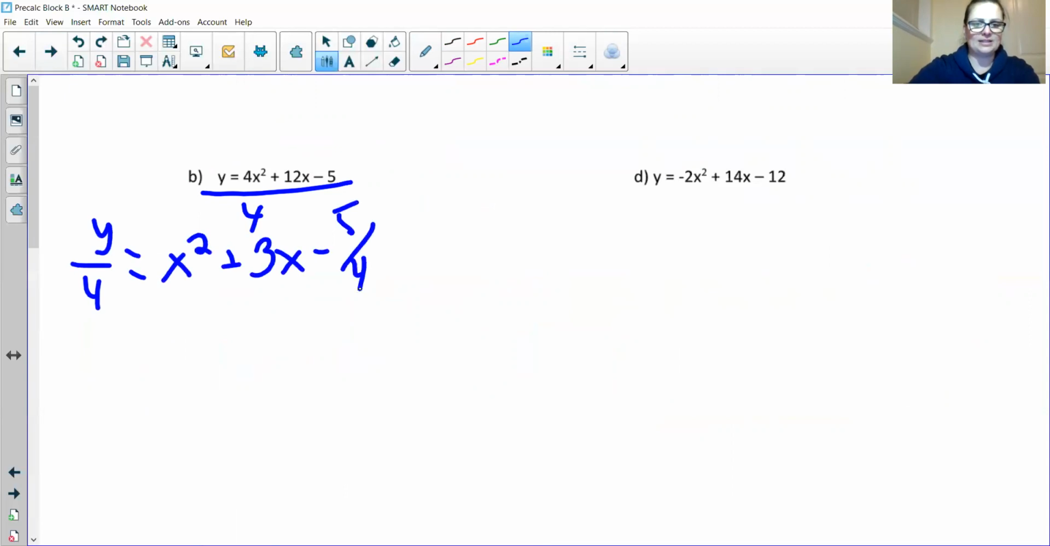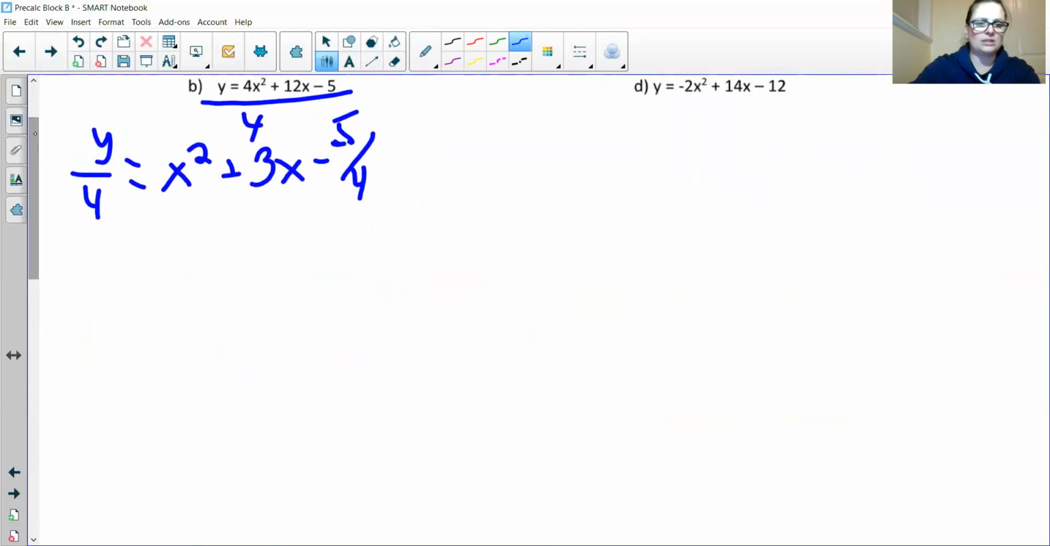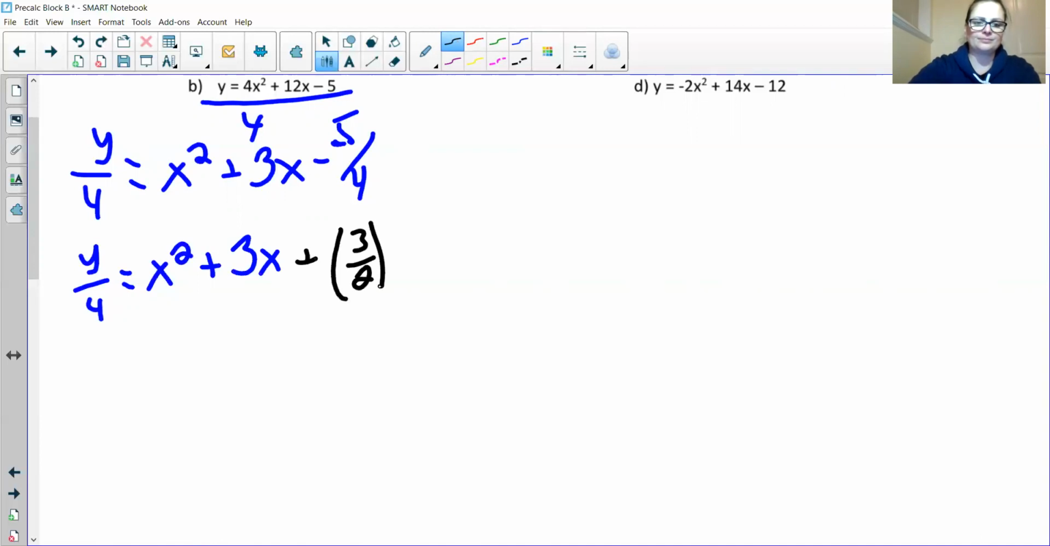I'm just going to leave that as -5/4. I'm not going to put it into a decimal, just going to leave it. Right, so now half of 3 squared is the same thing as that. Okay, I'm going to leave it like that for a reason. I'm going to subtract the same thing.